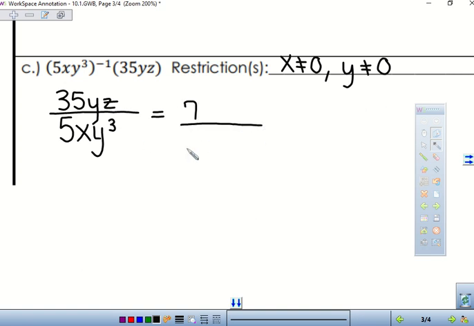And then with the y's, what's going to happen? They're not gonna cancel. You're going to subtract, y squared on the bottom. Yeah. The x doesn't have anything on the top, so it just stays on the bottom. And then the z, there's no z on the bottom, so it just stays where it is.